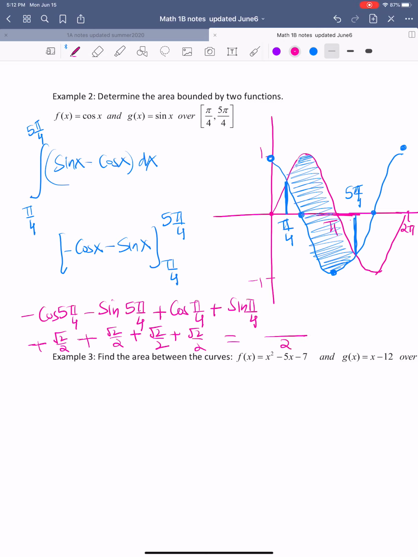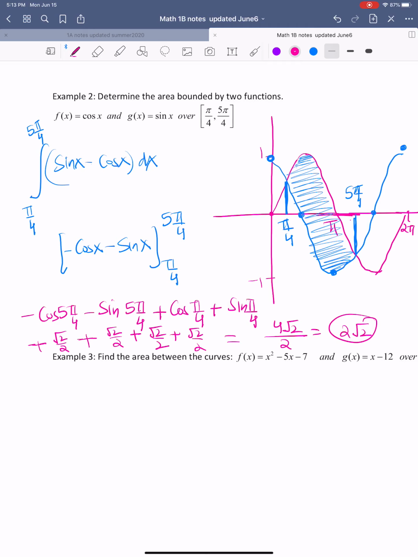4 root 2 over 2, which turns out to be 2 root 2. And again, there's no units, so no need to worry about writing the units in there, but we are okay with leaving our answer without any units. 2 root 2 is the area between the two curves.